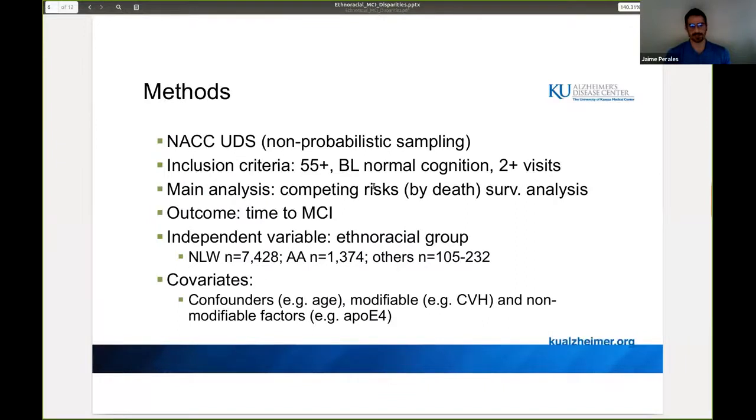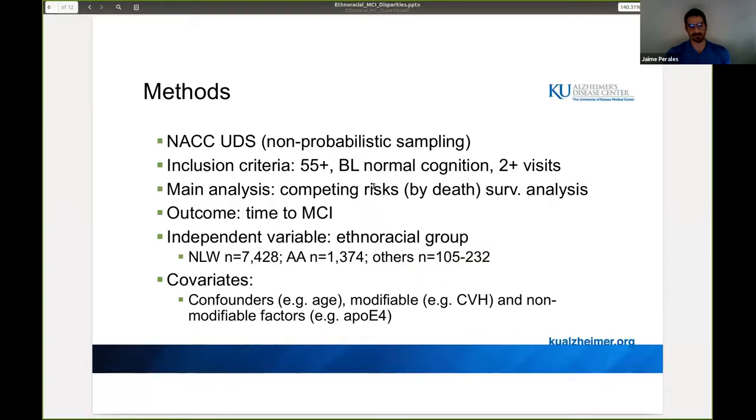We used data from the NACC UDS. I'm sure everyone here knows what NACC is, but it is a prospective data set of standard dementia evaluations conducted in the different ADCs across the United States. We included people 55 years old and over, cognitively normal at baseline, and with 2 or more visits. The main analyses included competing risk survival analysis, and the outcome was time to MCI.